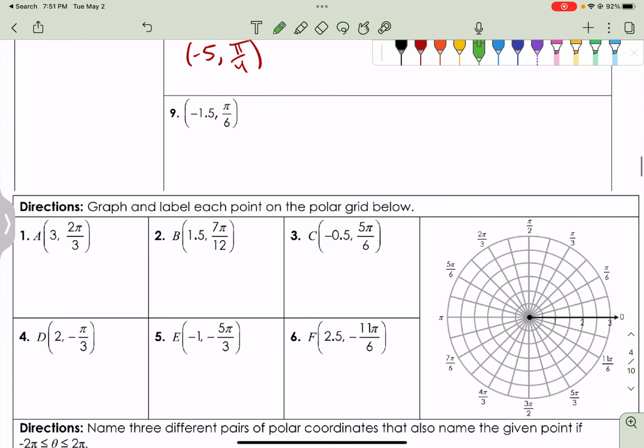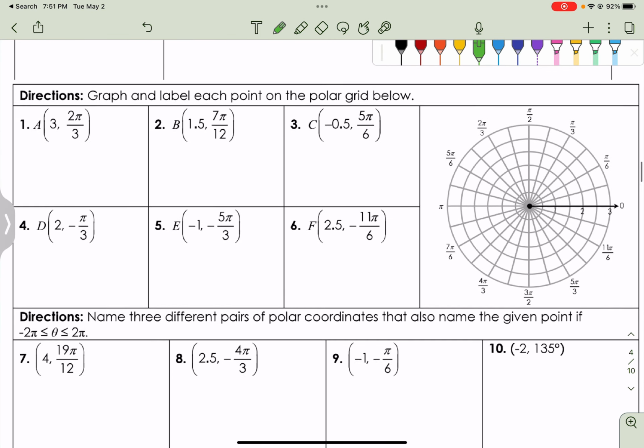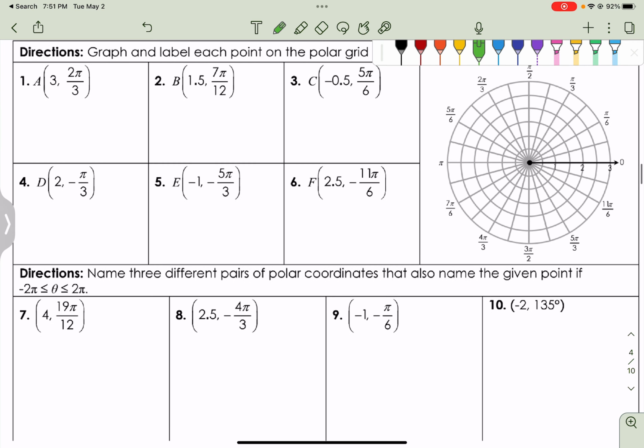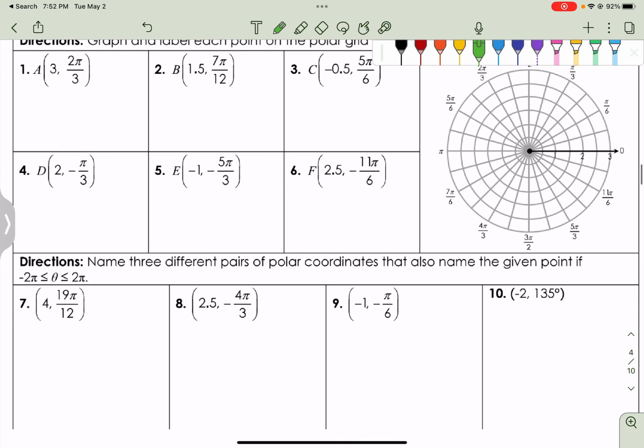So there are a couple more plotting examples and finding new names. So please use these as practice. Again, the answers will be posted. There is one here that's in degrees. Feel free to work it, but I will always be using radians as usual.